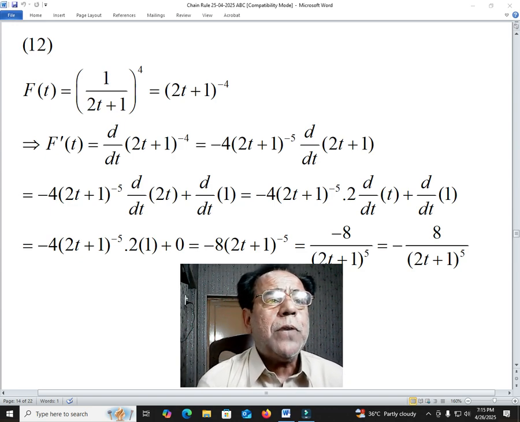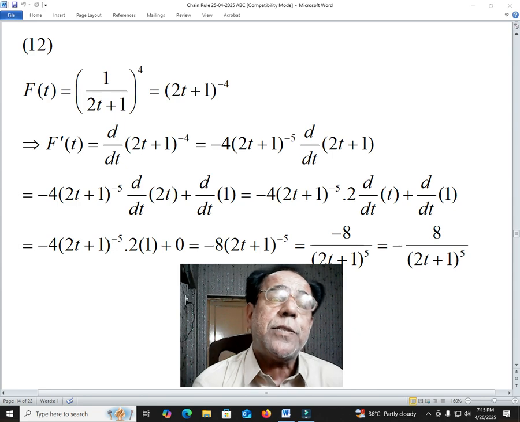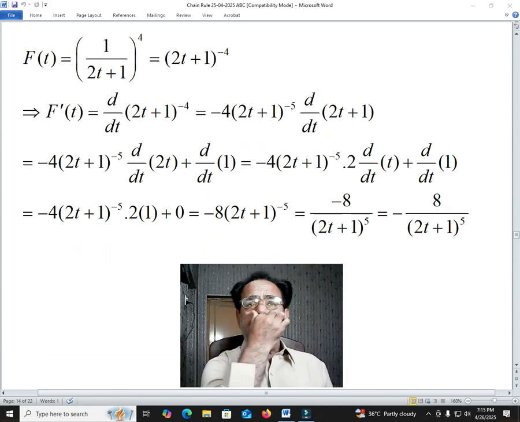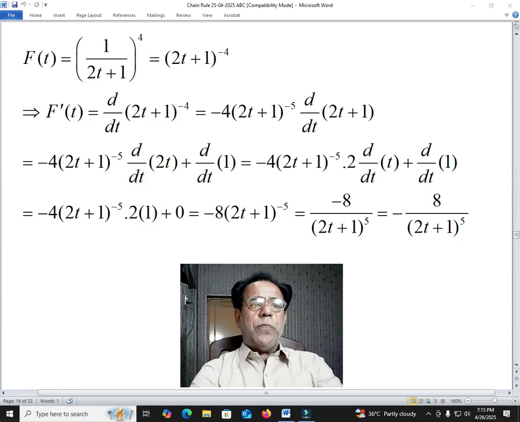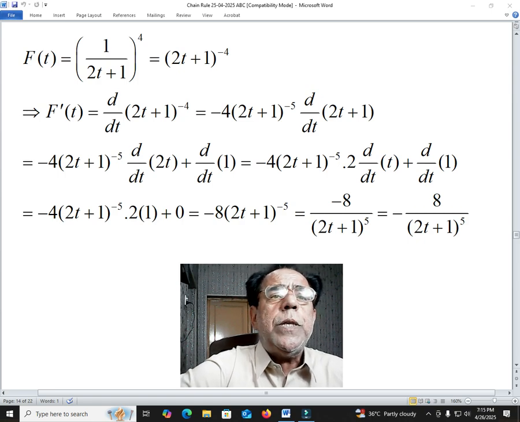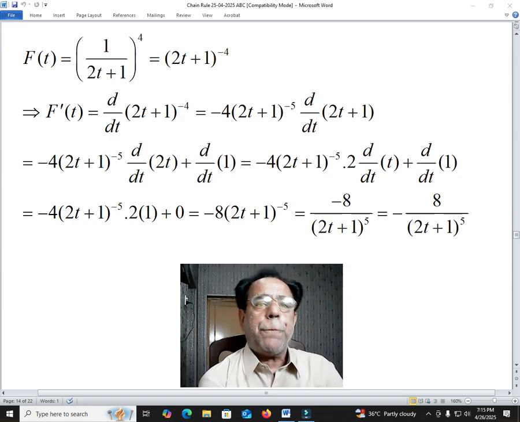Here, because power 4 is in the denominator, when shifted to numerator it will become minus 4, 2t plus 1 minus 4. So then f dash t is equal to d over dt into the whole function, because f is a function of t. Now we are going to apply chain rule together with the power rule. Okay, so it will become minus 4 into 2t plus 1 minus 4 minus 1, that is minus 5, and then d over dt 2t plus 1.